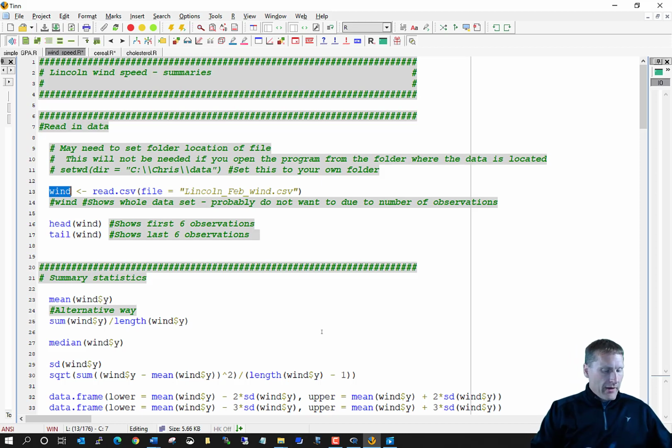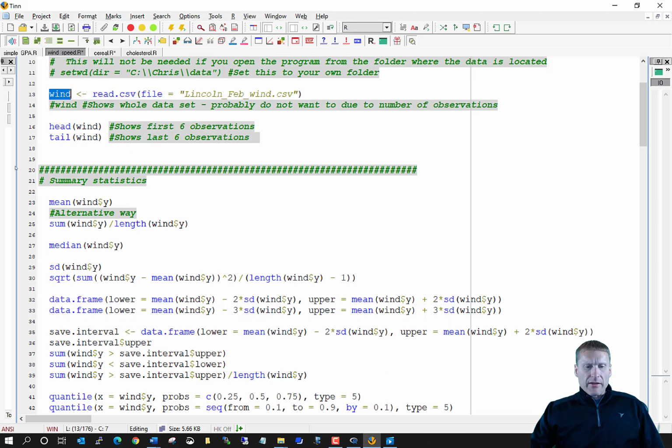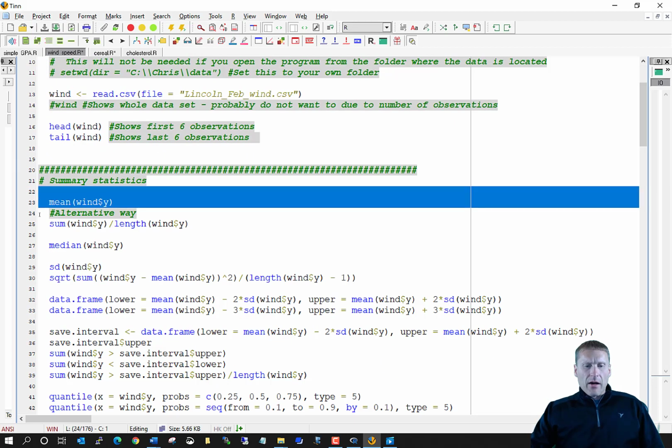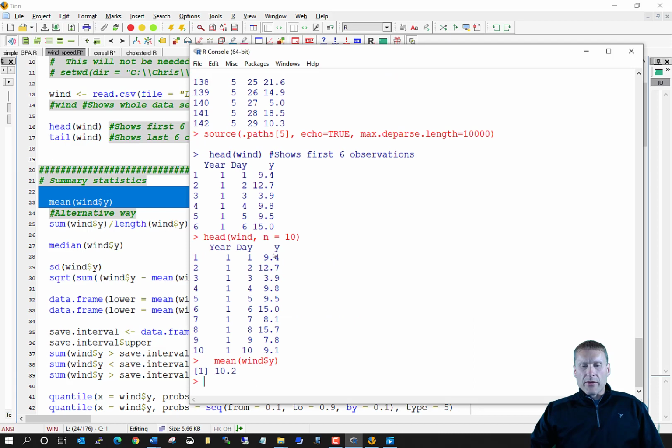Okay, get to the right spot of my printed notes. So let's do some summary measures. Let's calculate the mean of wind, of all the winds. Notice the winds are in a variable called y. On average, the wind speed was 10.2, and this is in miles per hour.